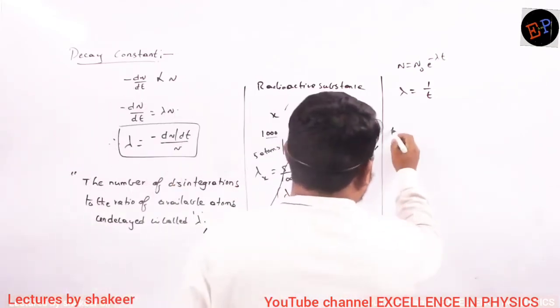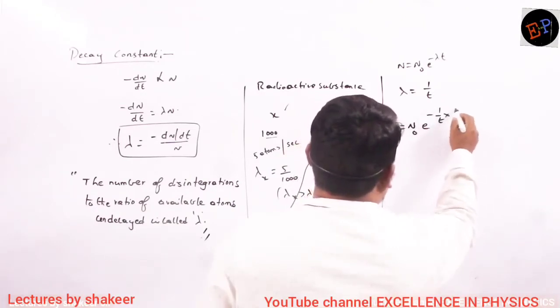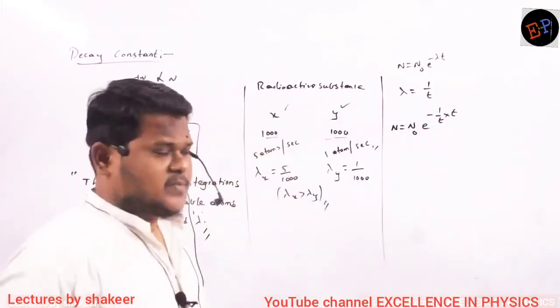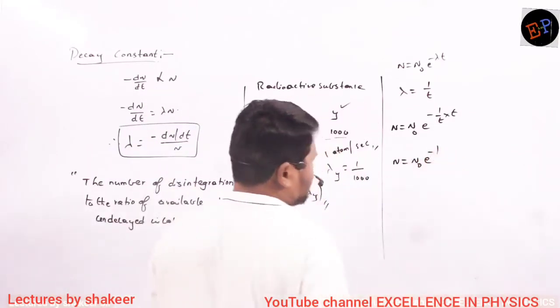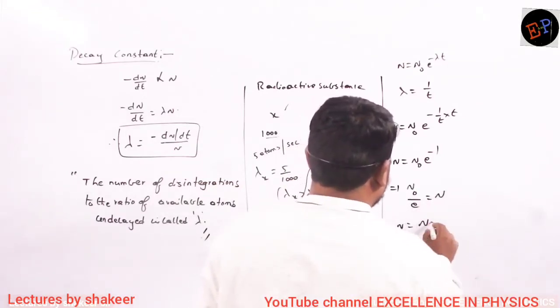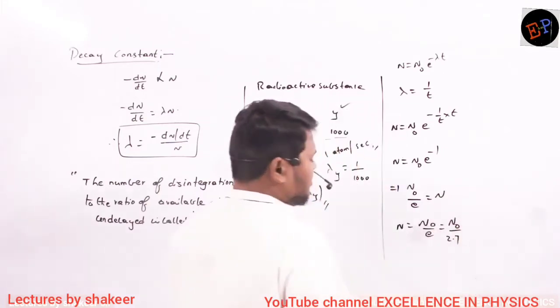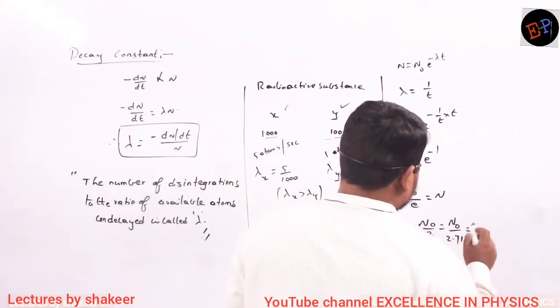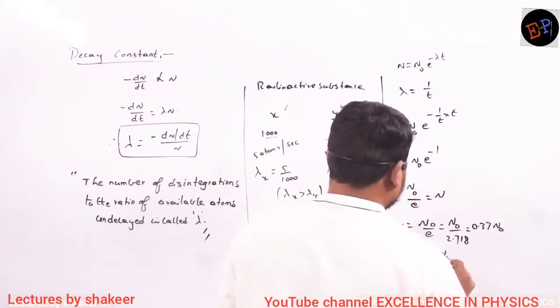Then substitute there. Then N is equal to N naught e power minus, instead of lambda I will write 1 by t, and t is already present. So t and t will get cancelled. Then what will I get? N is equal to N naught e power minus 1. So N naught by e is equal to N. And what is the e value? e is approximately 2.718. So it is 0.37 N naught. Therefore N is equal to 0.37 N naught.